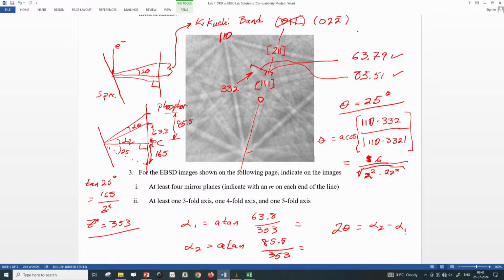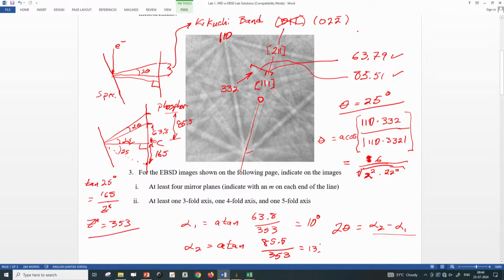I'm waiting for calculator people again. We don't carry calculators anymore, but they're on our phones, right? So most of us have them. Minus 10 degrees. Other is 13.5 degrees. Which one are you saying? Alpha 1? Or are you saying this value? 63.8 divided by 353, the atan of that. 10. Okay. Wow, you're right. I thought you said 10 when you were saying 10. It's good. Just kidding.